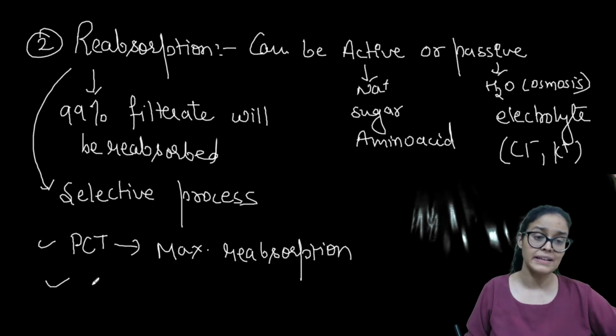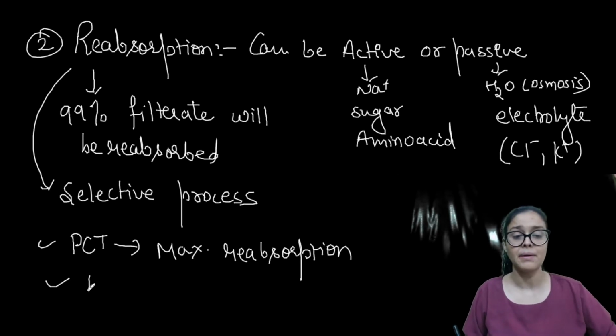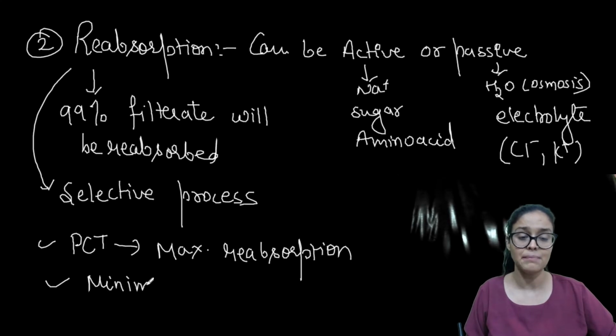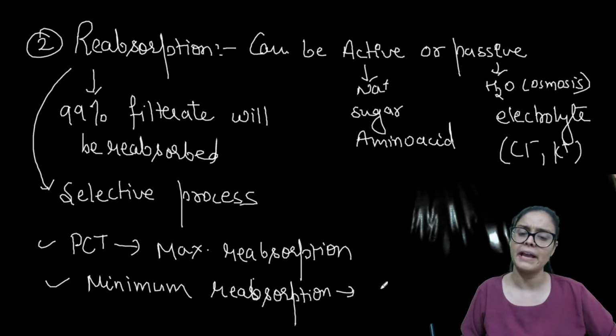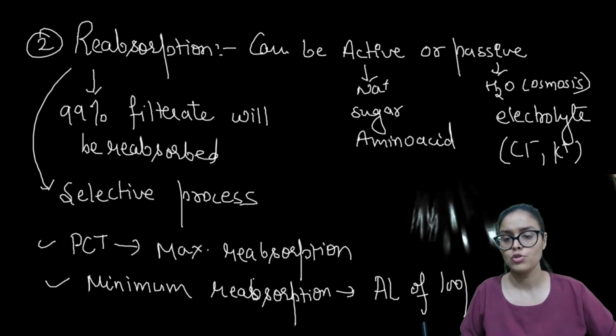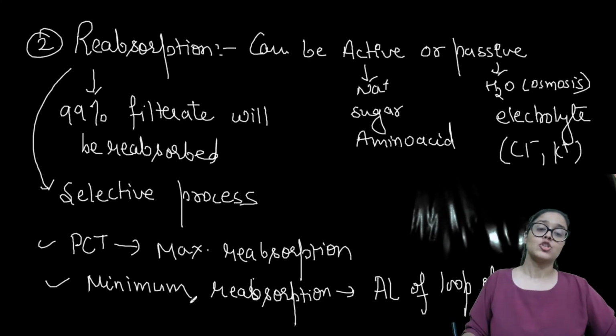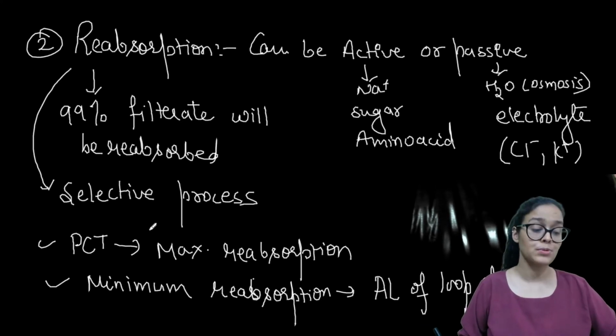And the other one is, minimum reabsorption, where does it happen? So minimum reabsorption happens in the ascending limb of the loop of Henle. If we ask where it happens, it will be happening in the ascending limb of the loop of Henle. So in the ascending limb of the loop of Henle, that you have to remember, right? So this is all the thing about reabsorption you have to remember.